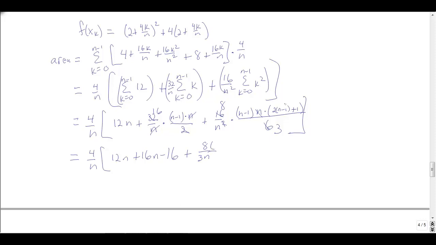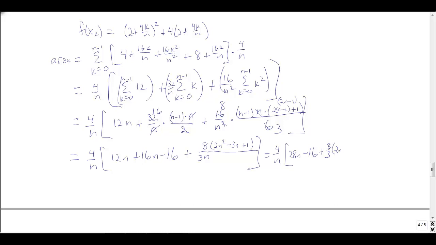Then on top I have n minus 1. Again, this was 2n minus 1. 2n minus 2 plus 1 gives me 2n minus 1. So I get 2n minus 1 times n minus 1. That's 2n squared minus 2n minus n, minus 3n plus 1. Here, all of this is 4 over n. 12n plus 16n is 28n. Minus 16. Let's see, we have plus 8 thirds.